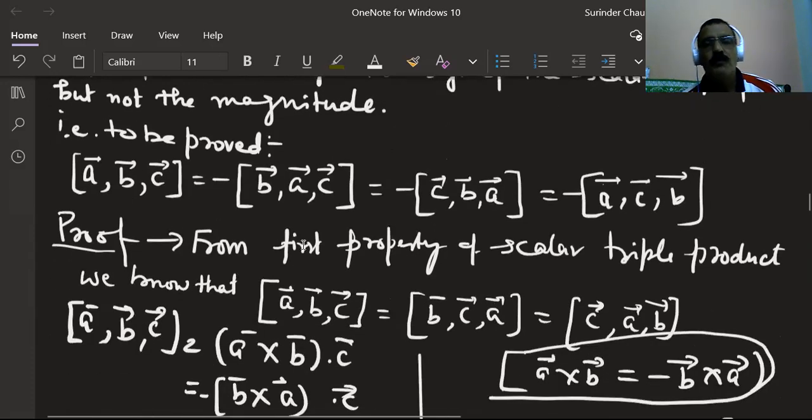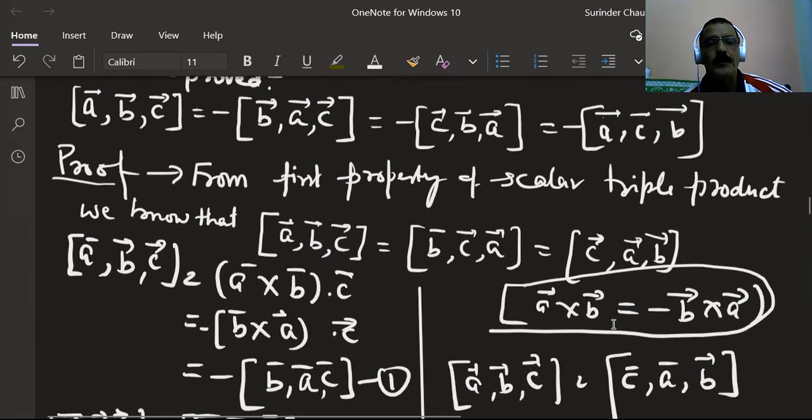Now again we'll use the first property of the scalar product. We know that the scalar product [A B C] is equal to [B C A] is equal to the scalar product [C A B], which will give the volume of the parallelepiped whose conterminous edges are these three vectors, and they form a right-handed system. This is a necessary condition for the three vectors to form a parallelepiped.